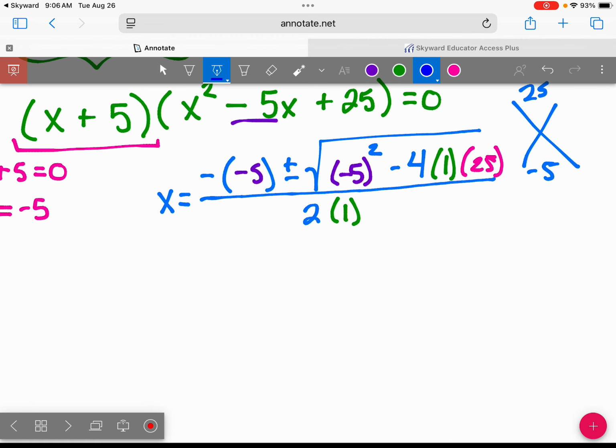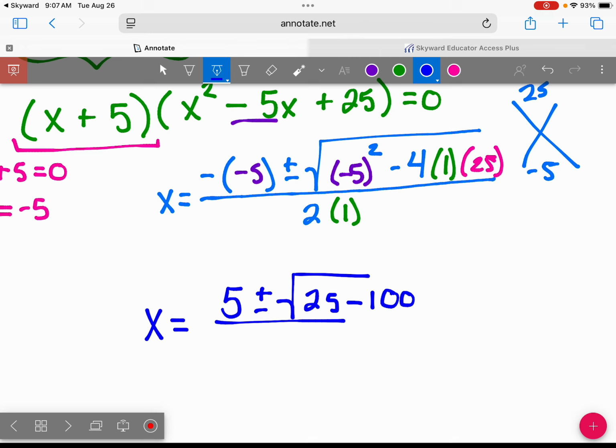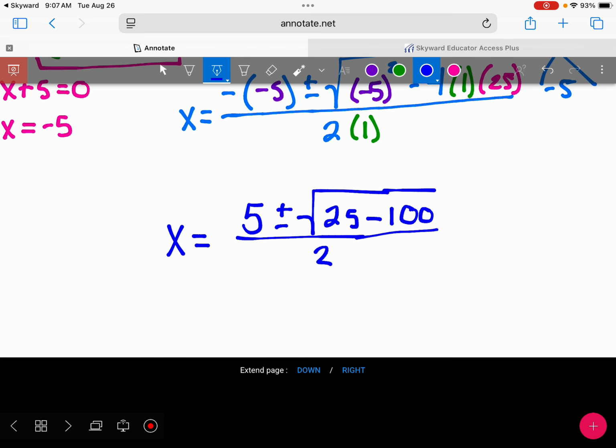So, our opposite of negative 5 is going to give us a positive 5, plus or minus. Our negative 5 squared will give us 25. And 4 times 1 times 25, minus 100, over 2. So this is the same thing as having our x equals 5 plus or minus the square root of negative 75 over 2.